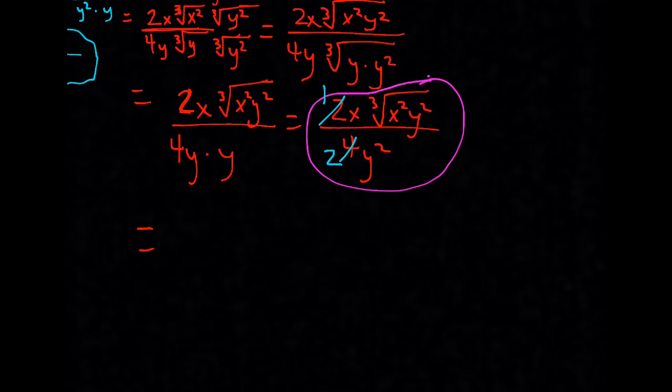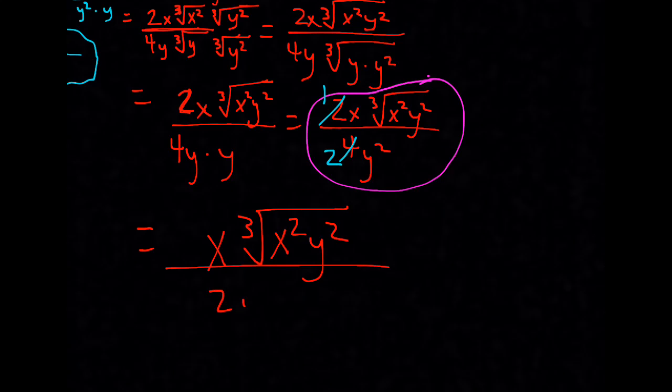So your answer, you should also be aware that your answer could be x, because 1 times x is just x. So I could write the 1 in front, but I don't have to. I need to write another x. Cube root of x squared y squared over 2y squared.